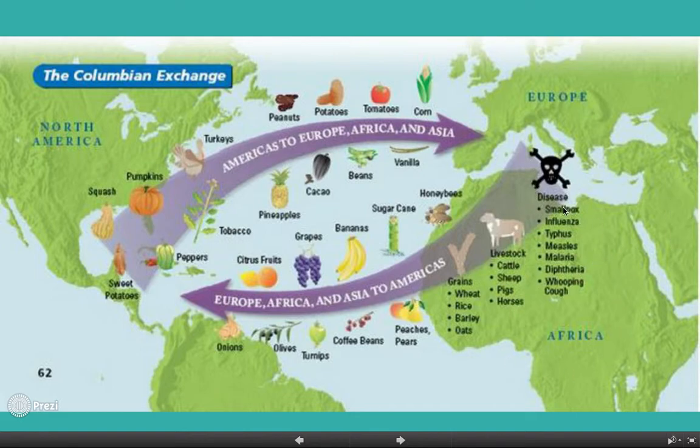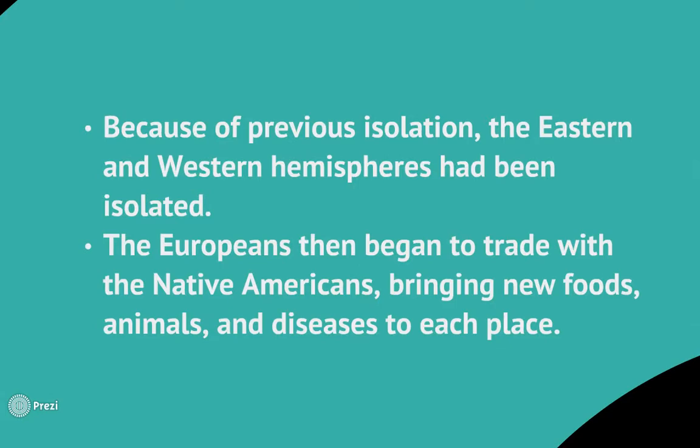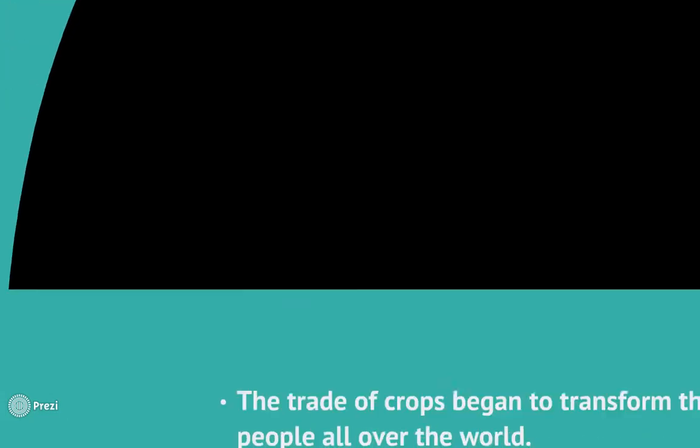One thing I want you to make note of, though: do you see all these diseases here? They did not have these diseases in the New World, and so a lot of Native Americans are going to die from these diseases because they've never experienced them before. Because of isolation, the eastern and western hemispheres had been isolated. Europeans had started to trade with Native Americans. They gave them new foods and animals, but also diseases which will hurt their population greatly.